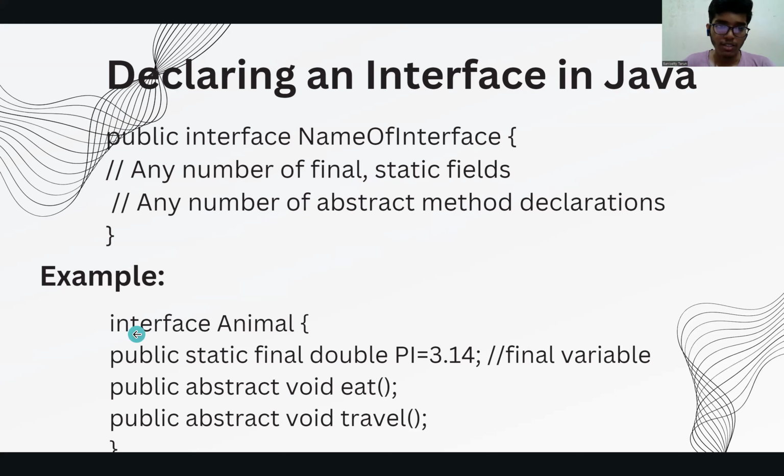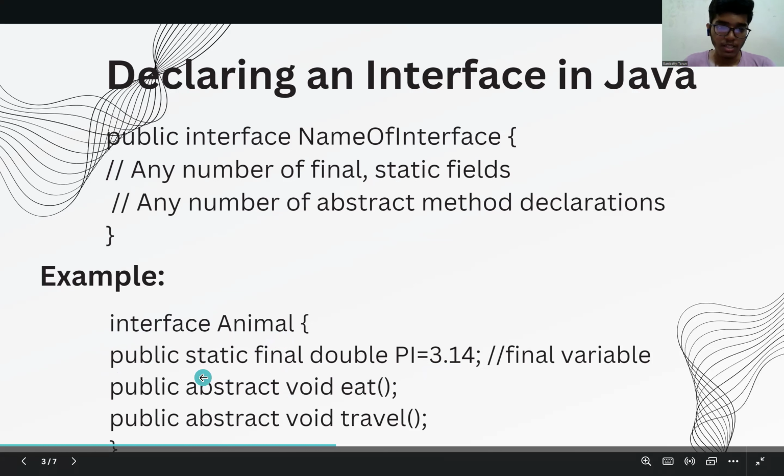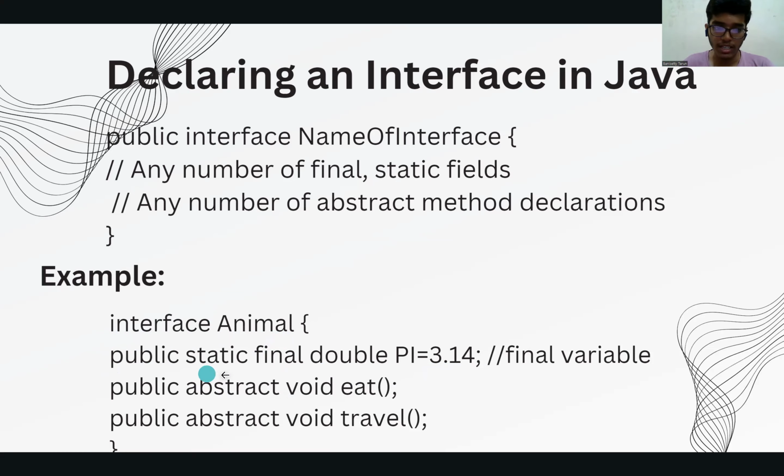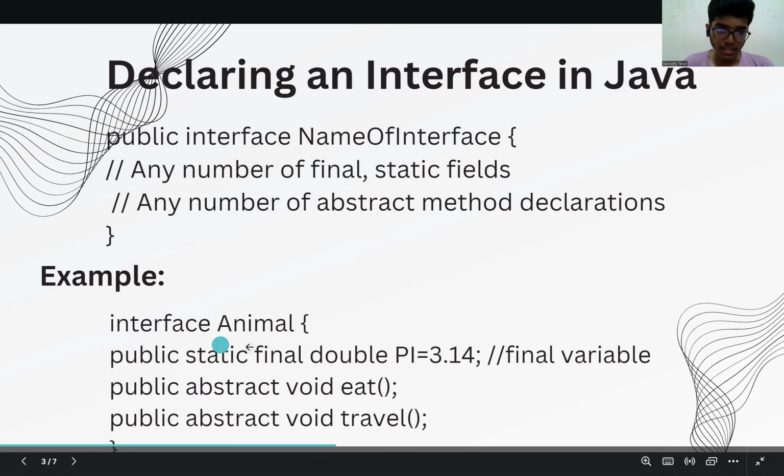So, an example of an interface. This is the example. Here the name of the interface is Animal, and we have used the interface keyword in order to declare this interface Animal. This interface Animal contains a final variable, which is pi = 3.14. There is no need of declaring this variable using static final. It will be implicitly converted into a static final variable. And this interface contains two abstract methods, which are eat and travel.